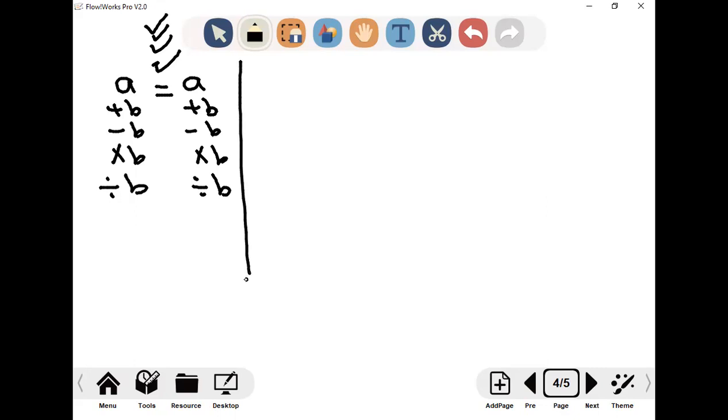For example, if k equal 9, okay? Equal or not equal? Equal. Now if I add 3 to k and I add 3 to the 9, is the equality true? Yes. Any problem? What do we call this? We call it addition property of equality.